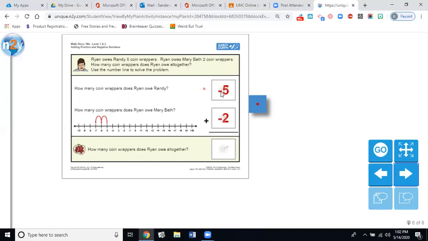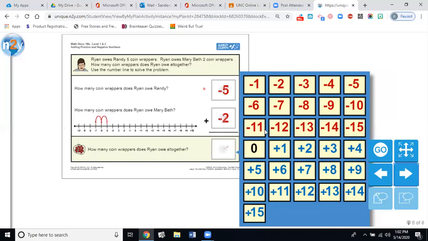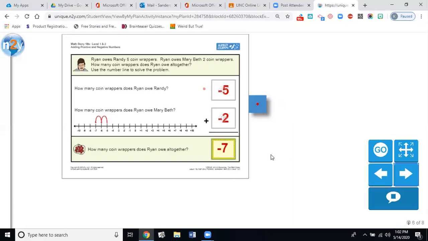Okay, so -5 plus -2 equals -7. How many coin wrappers does Ryan owe altogether? -7. And then you can put your point right here on the -7.